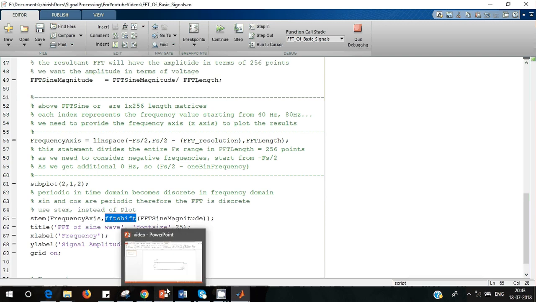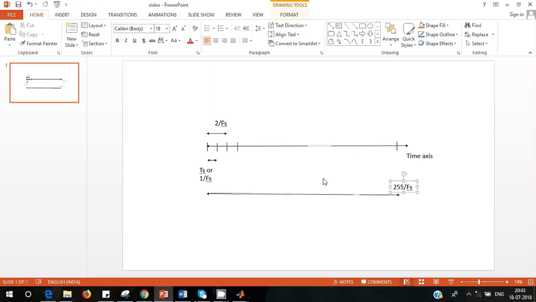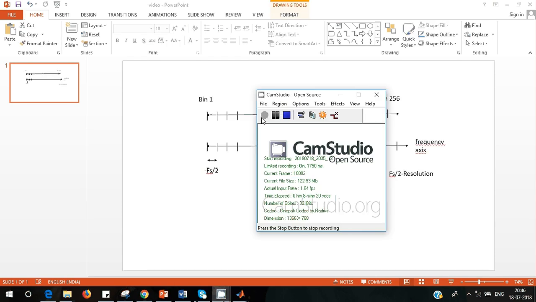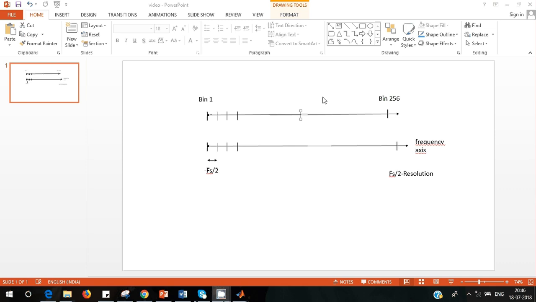what MATLAB does is, okay, FFT computation, if you try to understand, is simply like this. We are getting 256 bins, or 256 frequency values. In that, if you are getting the peak in this bin and your resolution is 40, it means 40 into 3, which is 120 hertz. Simply, it is an FFT of a sine wave. As you know, we should get two peaks.